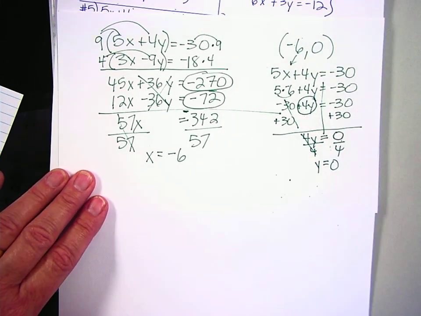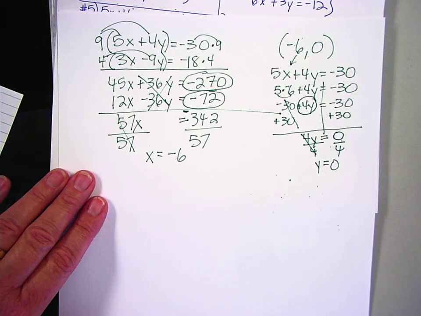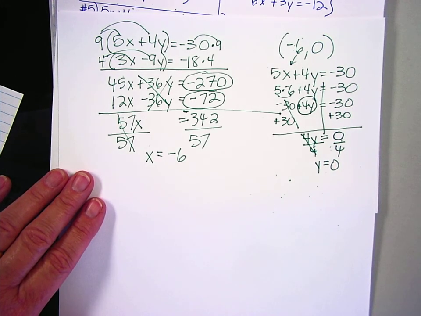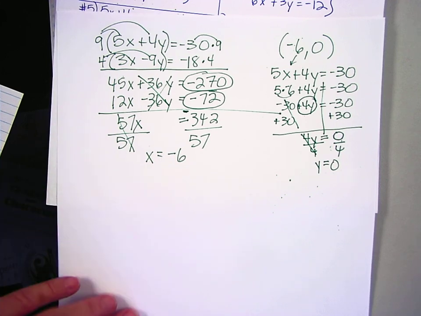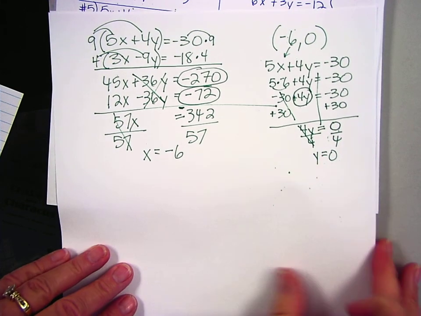Negative 6, comma 0. I'm just going to tell you right now, I verified that in both equations. I'm not going to do it, but I'm going to let you do it, and I expect you to do it. So in the interest of time, we're going to move on.